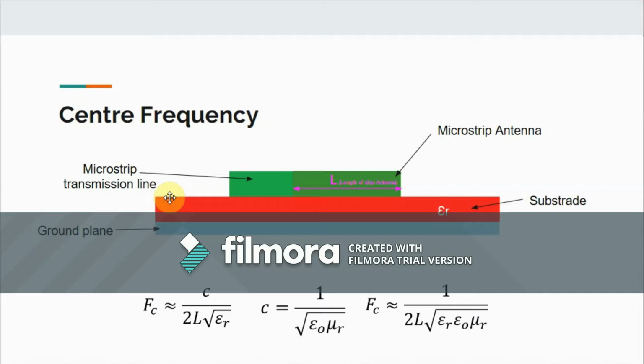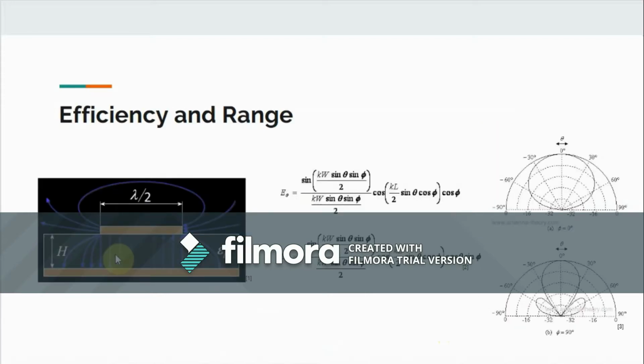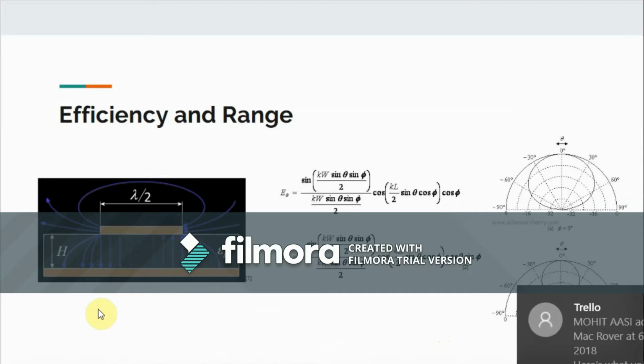The frequency of operation of the patch antenna is determined by the length L of the microstrip antenna. The center frequency will be approximately given by fc = c/2L, where c is the speed of the wave traveling in the conductive medium. And c is 1 over square root of epsilon r mu r. Therefore, substituting c back into the fc, we get an equation of 1 over 2L times square root of epsilon r mu naught. The efficiency and range of the antenna can also be determined this way.